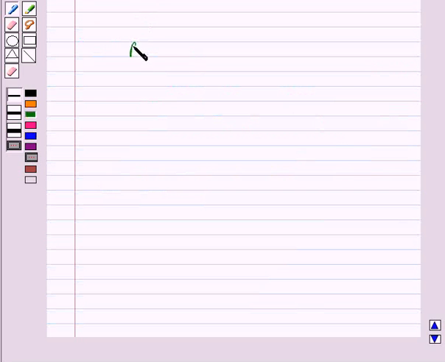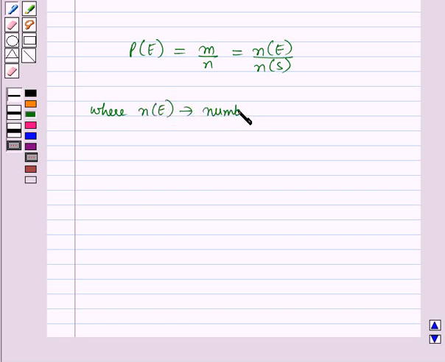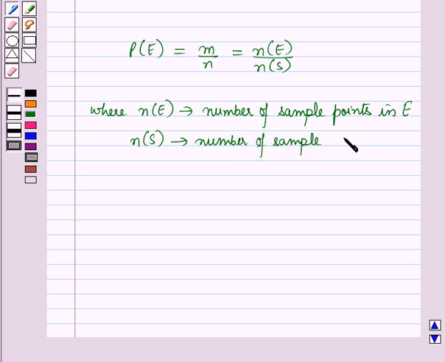Also, we will write P of E is equal to m upon n, which is equal to n of E upon n of S, where n of E denotes the number of sample points in E, and n of S denotes the number of sample points in the sample space S.